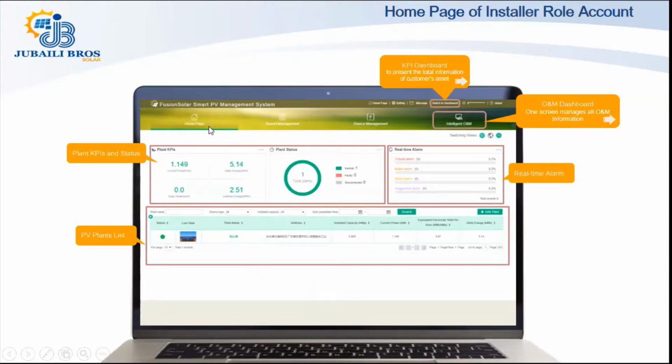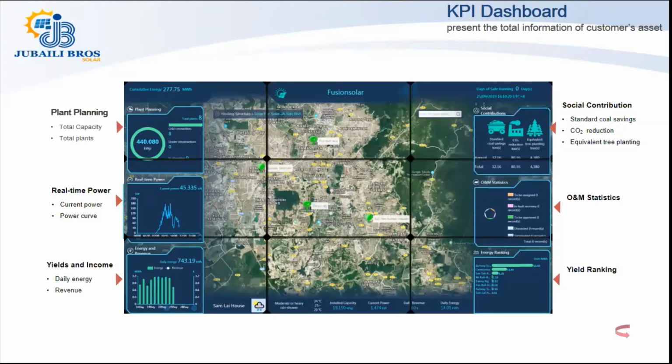We just went through the home page, and we will go to report management. This report management is very easy. You can go into this tab, and then you can create a report of your PV plant for the generation, alarms, and the history. Device management and intelligent O&M we will speak about again in the next slide. I will go back to the previous slide and show you this KPI dashboard option.